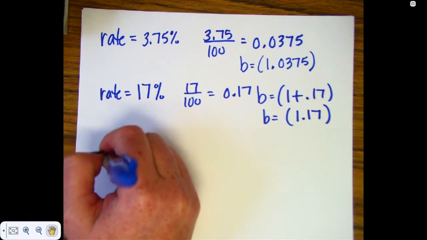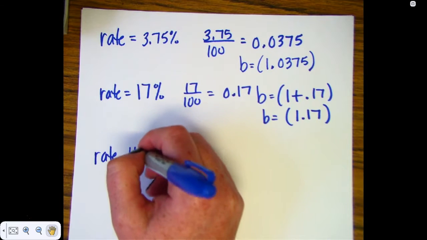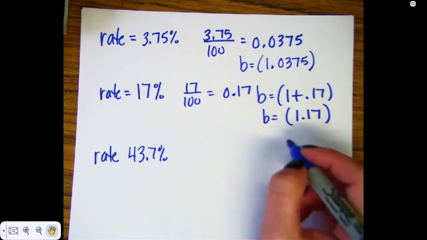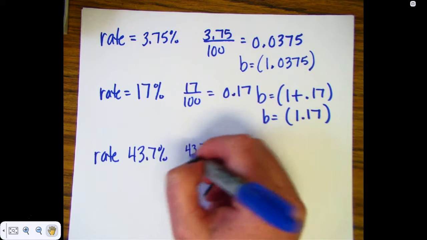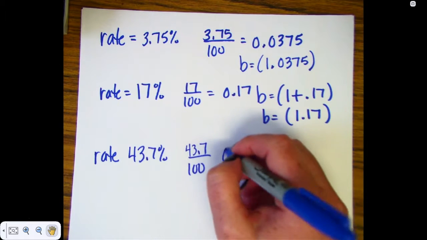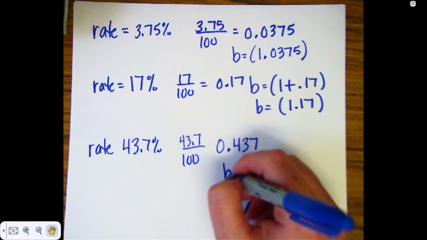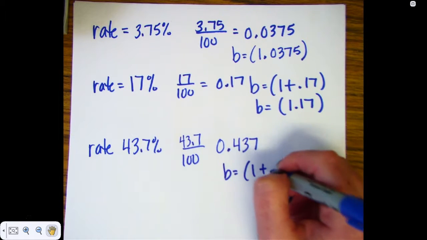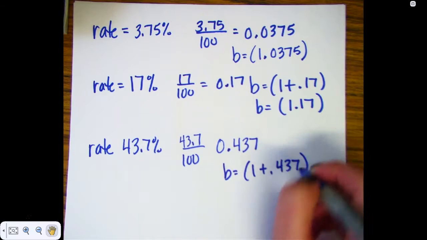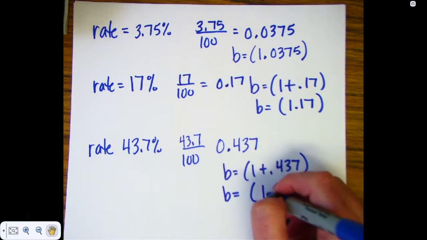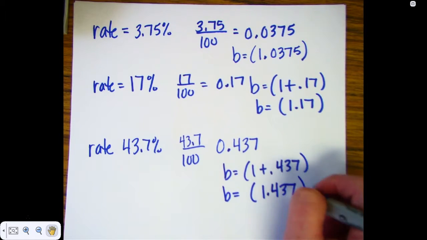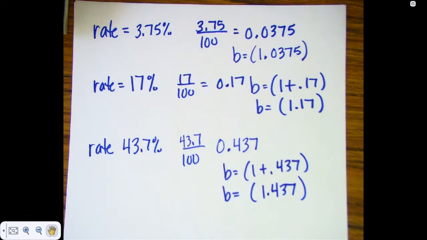Let's do another one. Let's say the rate is 43.7%. I take 43.7 divided by 100, and I get 0.437. B is 1 plus 0.437, which means B is 1.437. That's growth. With growth, you are always adding 1. It's 1 plus whatever the rate was.